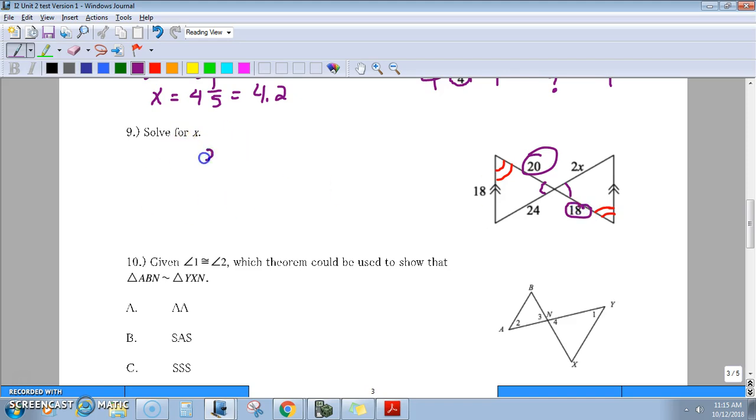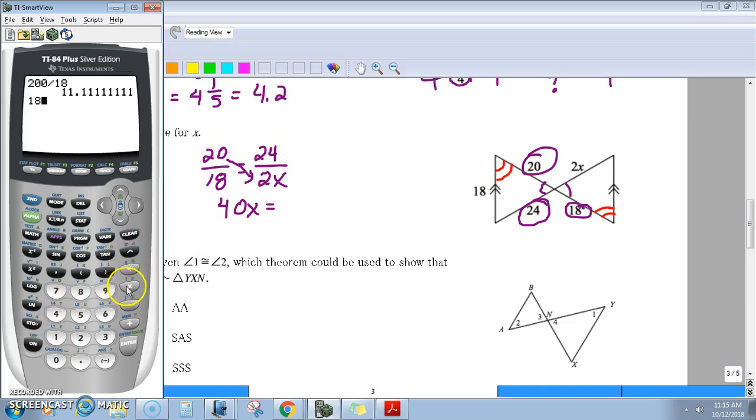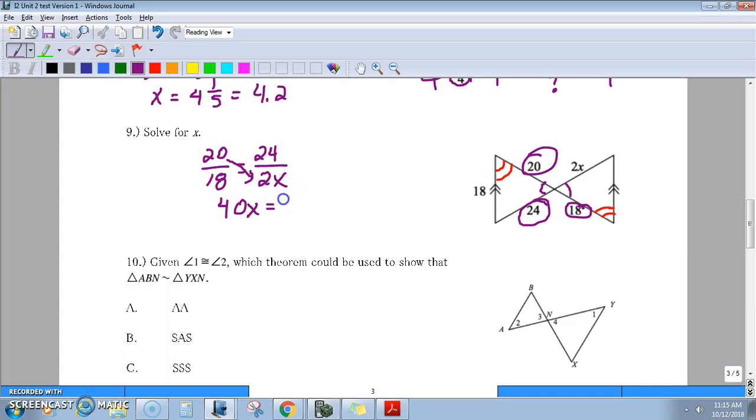So if we did 20 over 18, that could be the same as, then we started with this triangle, so then we have 24 over 2x, and 20 times 2x is 40x is equal to 18 times 24. I'm not going to be able to do that in my head. Let's do this, 18 times 24 is 432.